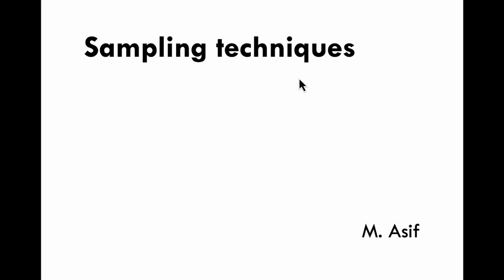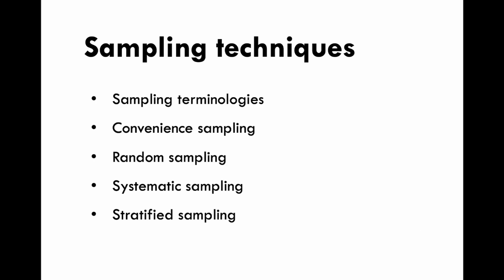In this video, I will discuss sampling techniques and more specifically sampling terminologies, convenience sampling, which is a type of sampling, random sampling, systematic sampling, and stratified sampling, which are all types of sampling.